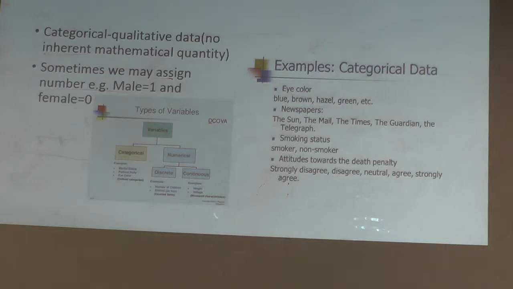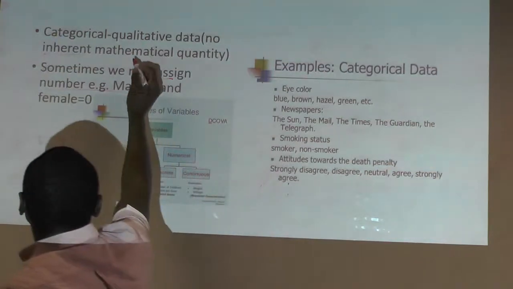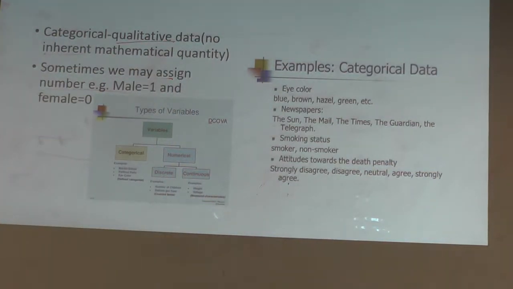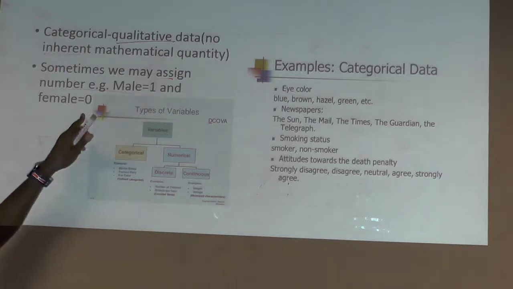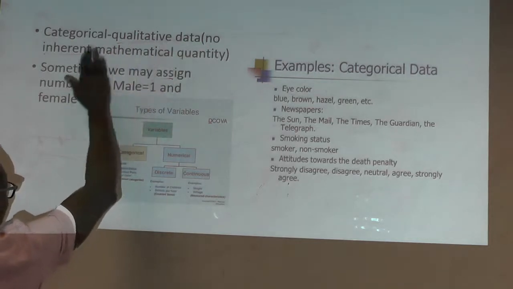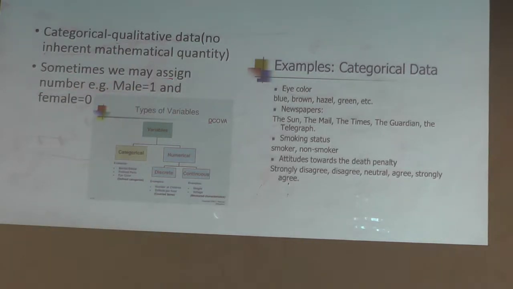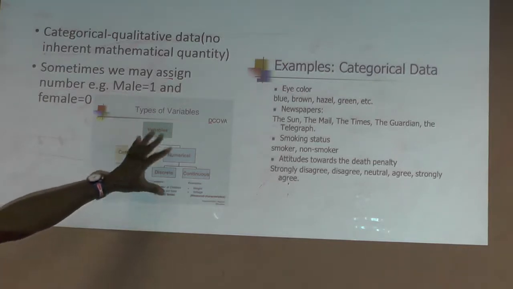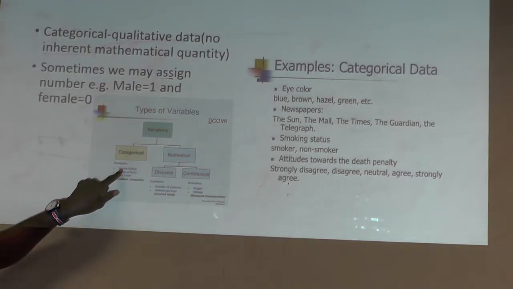Now let's go on and look at categorical data. A categorical data is a qualitative type of data. It's qualitative in the sense that there's no inherent mathematical quantity in it. Do you get me now? There's no inherent mathematical quantity in it. Now, sometimes we may assign a number to it. For example, male and female. Male is a categorical data, female is a categorical data, but we can attach a numerical value to it. We can say male is 1, female is 0. You will see why it is necessary when you are dealing with machine learning to migrate your data from categorical to numerical. It makes your computation very easy, like Prof was telling you. Now, when we look at this particular aspect that I put here, you see marital status is a categorical data.